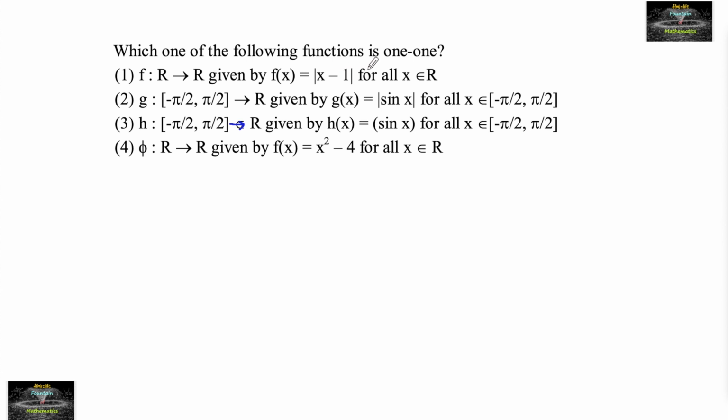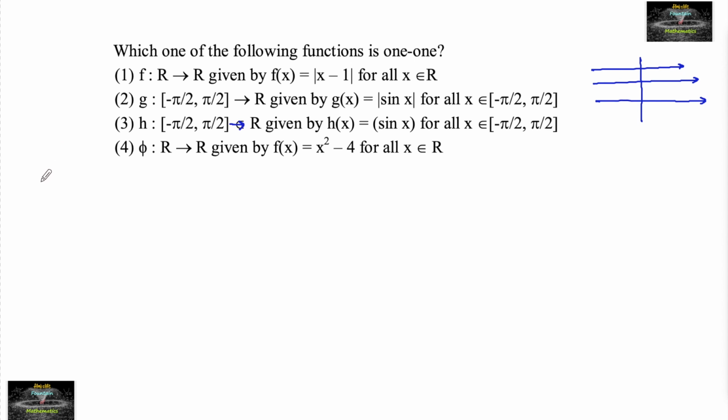So let's solve this question by using graph. With the help of graph, let us find whether the function is 1 to 1 or not. And do remember, by horizontal line test, if a line drawn parallel to x-axis cuts the graph at exactly one point, then the given function is 1 to 1. If it cuts at more than one point, the function is not 1 to 1.